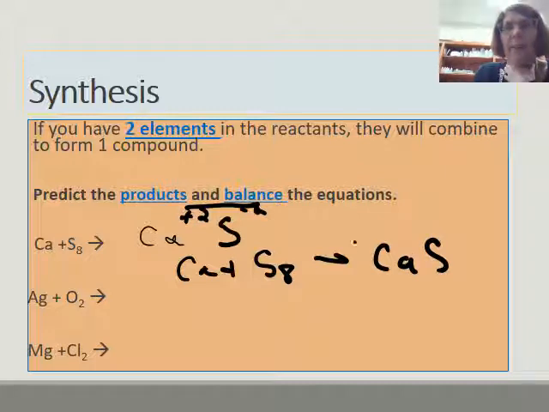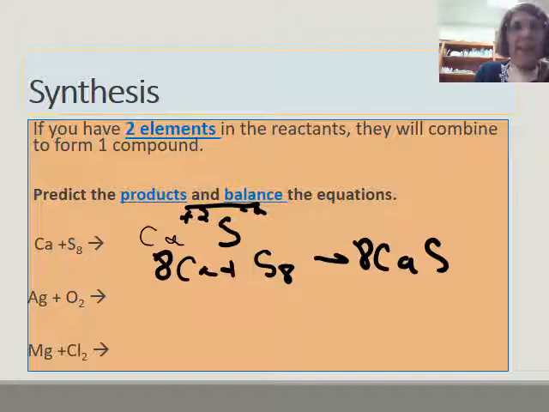And now we're going to balance it. We have 8 sulfur, so I'm going to put 8 over here. When I put that 8 there, that's going to make 8 calcium and 8 sulfur on my product side. But now I have to fix my reactant side, and I'm balanced.